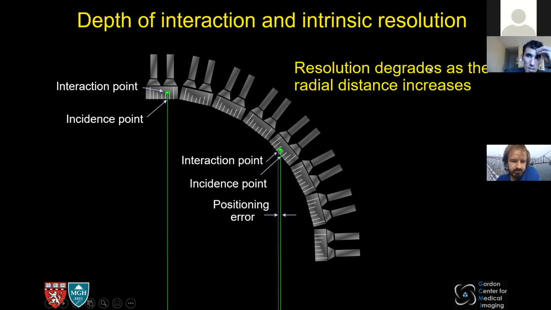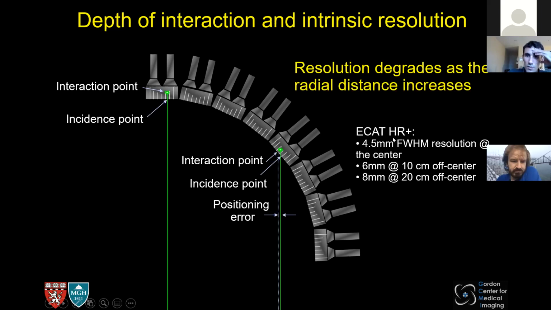So the resolution is degrading as the radial distance increases. The radial distance is the distance between the center and the edge of the field of view, basically. So for instance, for the HR+ that we've talked about before, the resolution at the center, so right here, is about 4.5 millimeter, 6 millimeter at 10 centimeter from center, and 8 millimeter at 20 centimeter from center. Okay, so it's a pretty large degradation of the spatial resolution across the field of view. That is due to the depth of interaction effects.